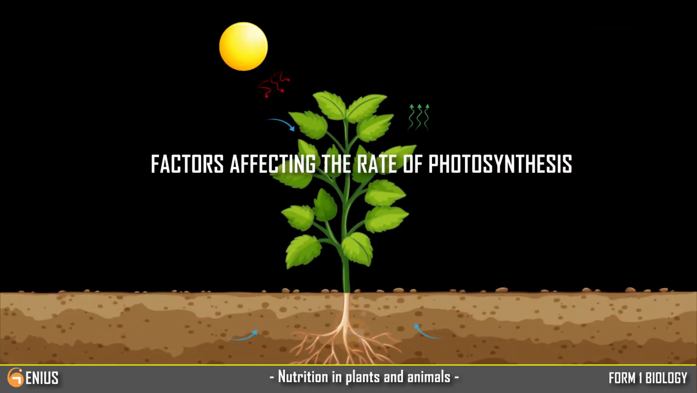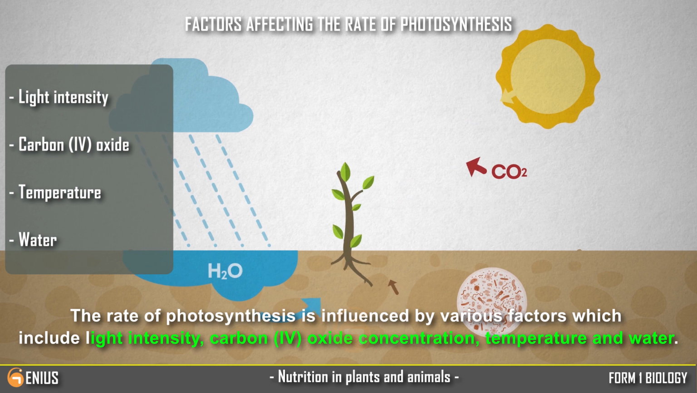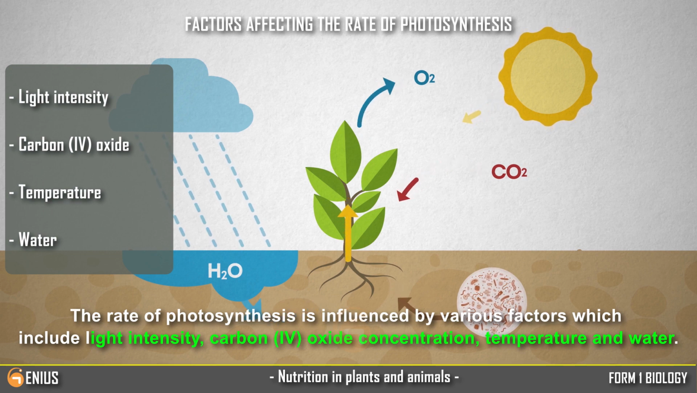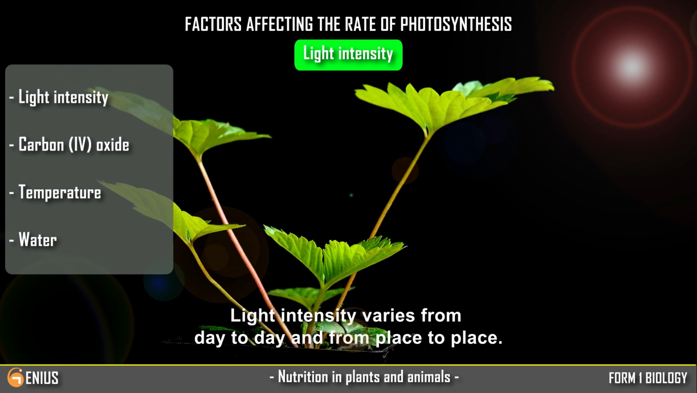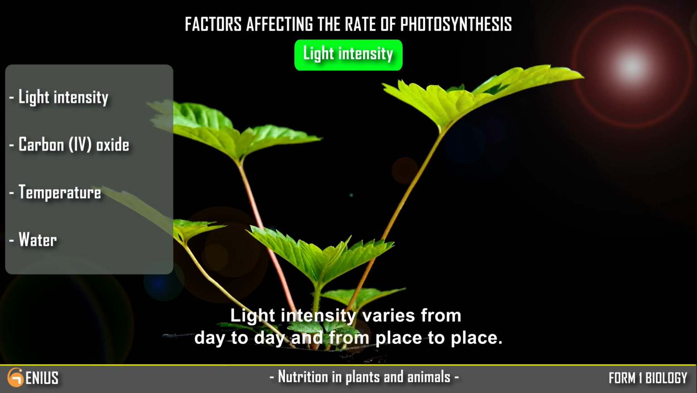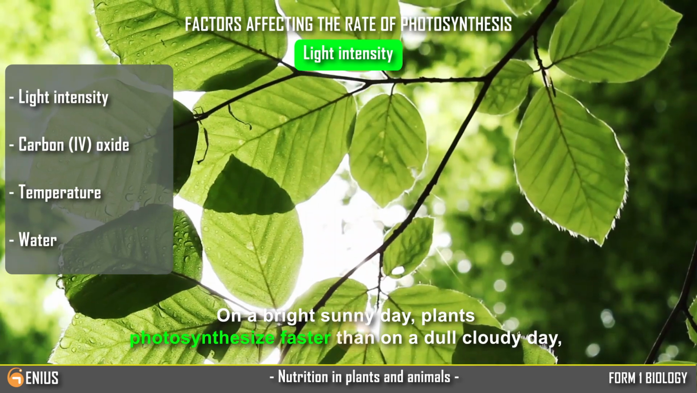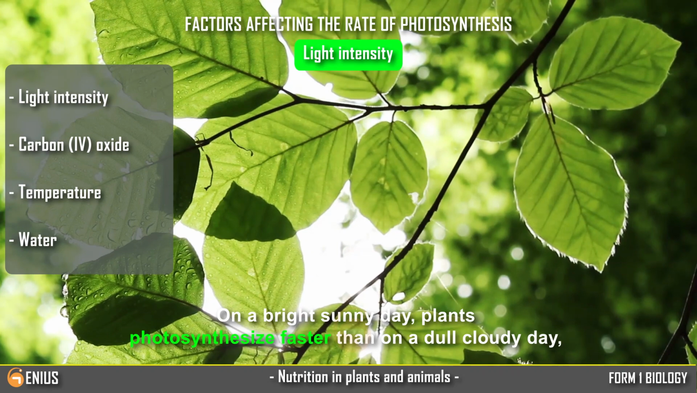Factors affecting the rate of photosynthesis. The rate of photosynthesis is influenced by various factors, which include light intensity, carbon dioxide concentration, temperature, and water. Light intensity. Light intensity varies from day to day and from place to place. On a bright sunny day, plants photosynthesize faster than on a dull cloudy day.